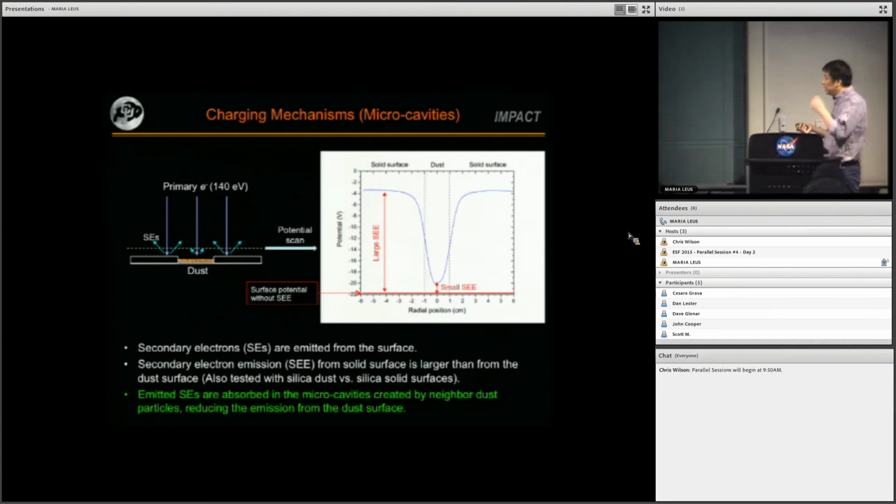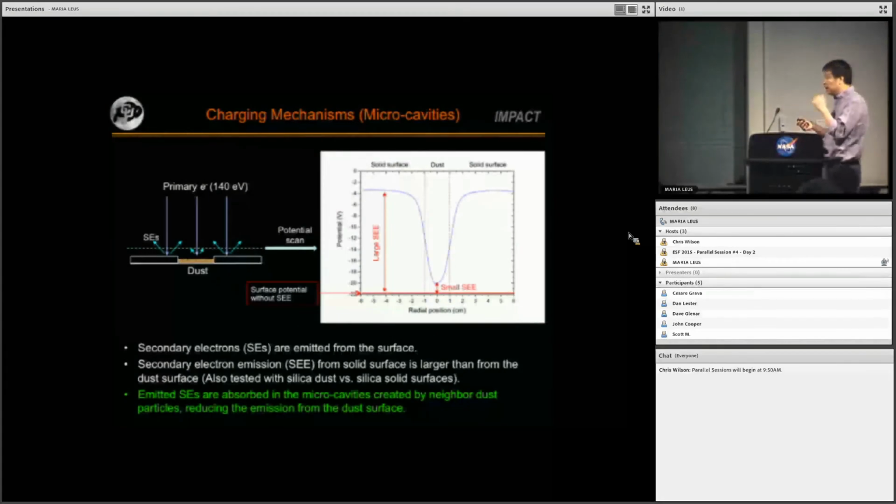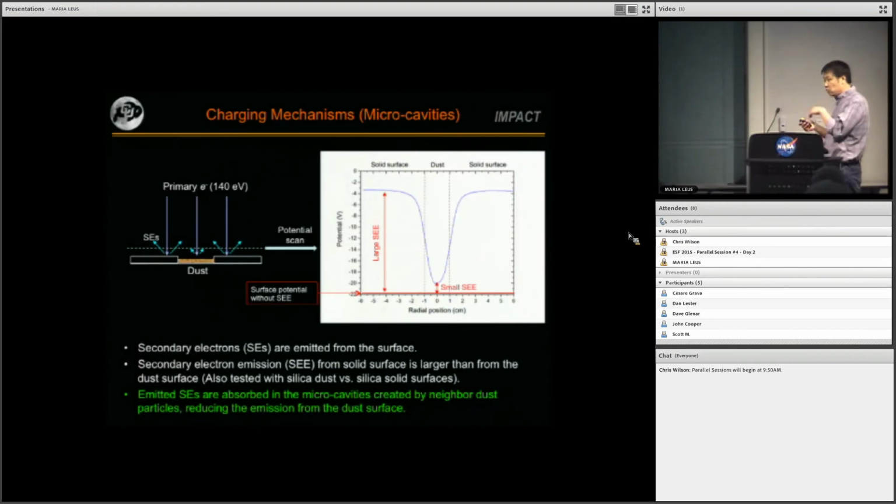So what happens is that there are many microcavities formed by neighbor dust particles. So emitted secondary electrons will be absorbed inside these cavities. They can't get out. That makes the secondary emission from dust surface much smaller than from solid surface. And this is the game changer, I think.